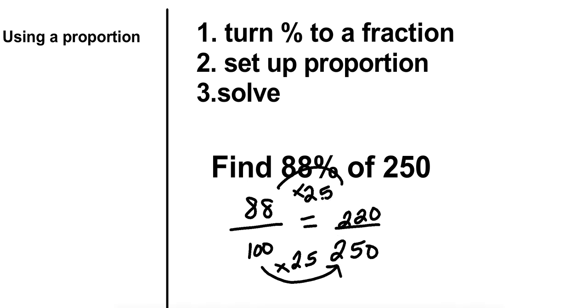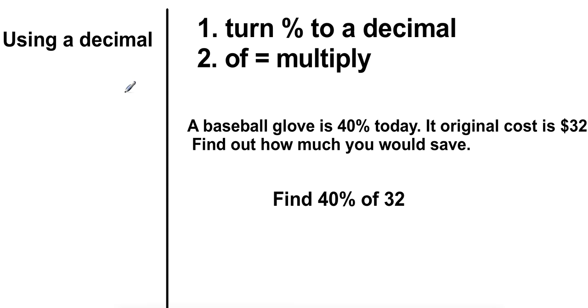Nice deal. All right, this is the way most people find the percent of a number, using a decimal. Number 1, turn the percent to a decimal. Number 2, of equals what again? Equals multiply. So going back to that original problem, the baseball glove is 40% off today.